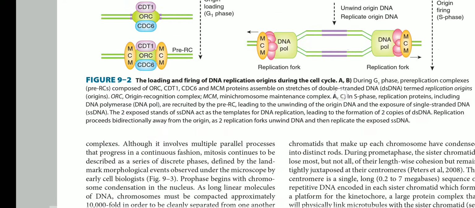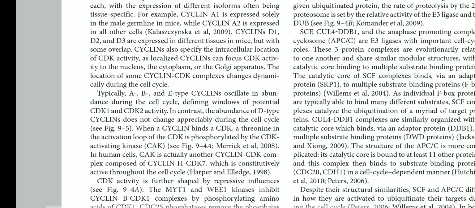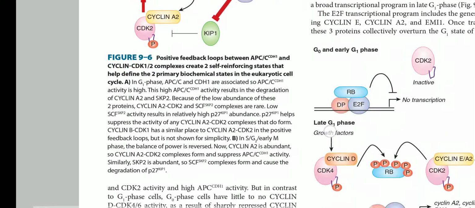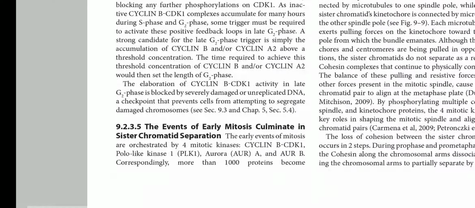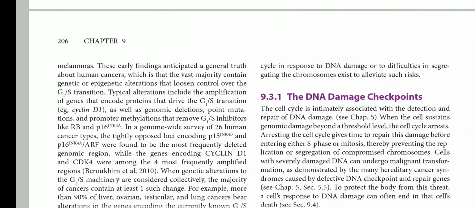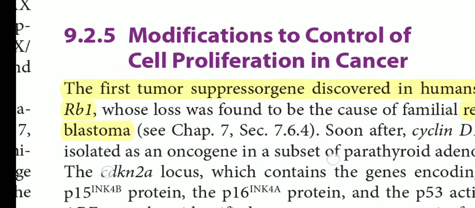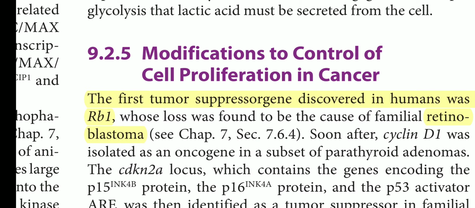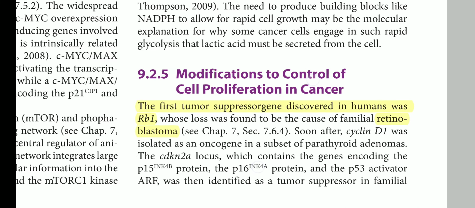So these are nothing but the cell cycle. We are here to discuss the death of the cell, programmed cell death. So here we go. Modification of control of cell proliferation in cancer. The retinoblastoma gene is the first discovered tumor suppressor gene.